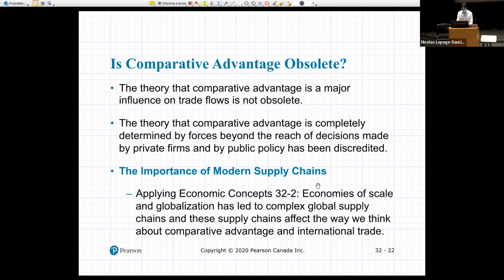Importance of modern supply chains. Can you conceptually remember what that is? Economies of scale and globalization, with complex global supply chains, affect the way we think about comparative advantage and international trade. It also especially makes trade wars very complicated.